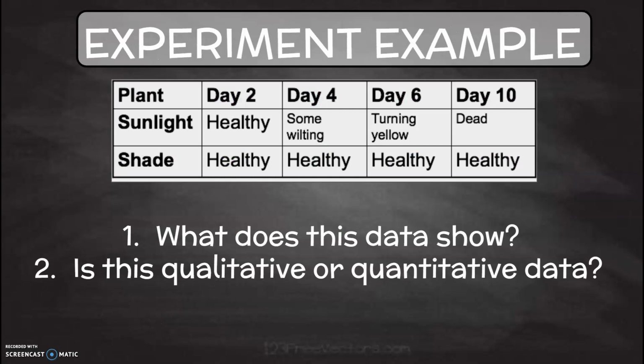So here is an example of some of the data that I might get from my plant experiment. So I have my two different types of plants, the one I put in the sunlight, the one I put in the shade. For the sunlight, I wrote down that it was healthy, then it started to wilt a little bit, then the plant started looking a little yellow, and by day 10, my plant in the sunlight was dead. For my plant that was in the shade, I wrote down that it remained healthy all the way up until day 10.